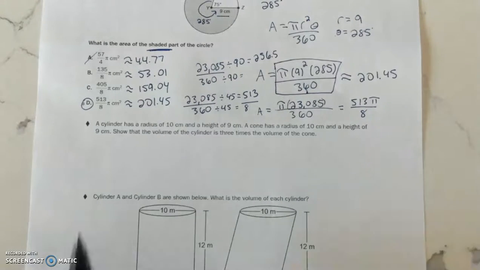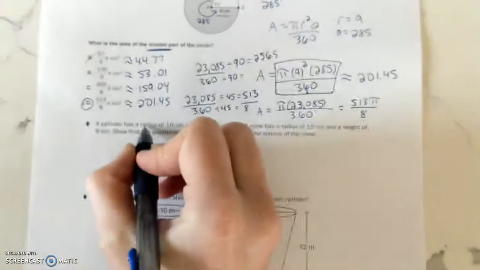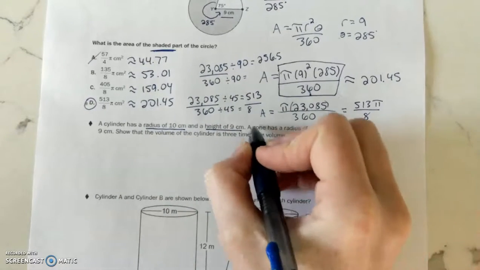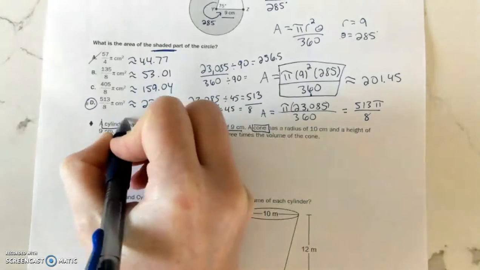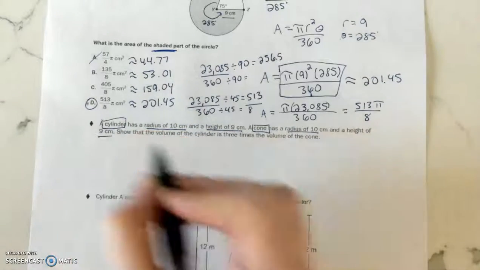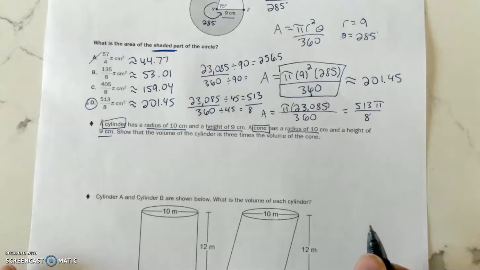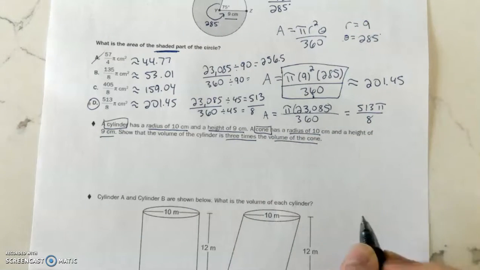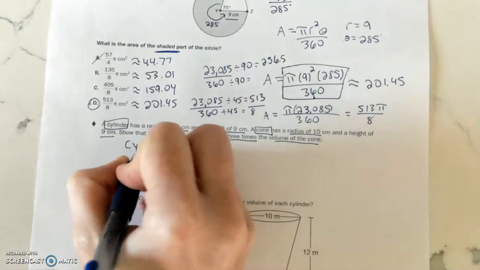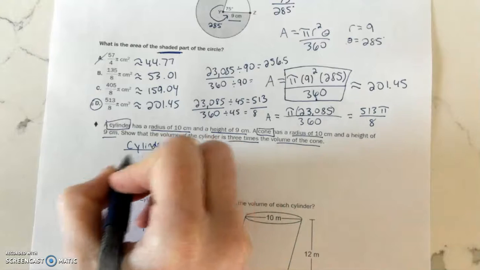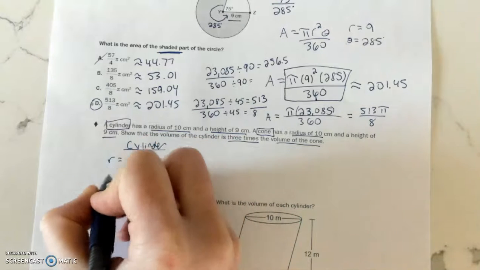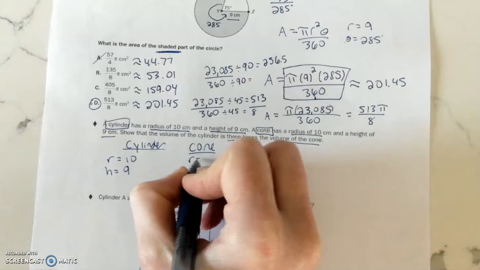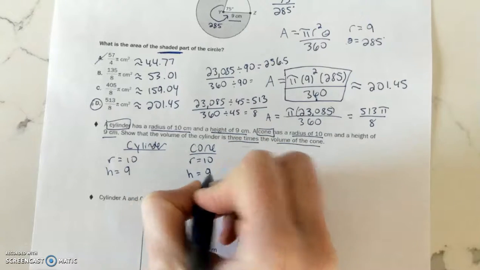All right, I hope you all attempted this problem. A cylinder has a radius of 10 centimeters and a height of 9. A cone has a radius of 10 and a height of 9. Show that the volume of the cylinder is 3 times the volume of the cone. All right, so we have a cylinder with a radius of 10 and a height of 9, and then we have a cone with a radius of 10 and a height of 9.